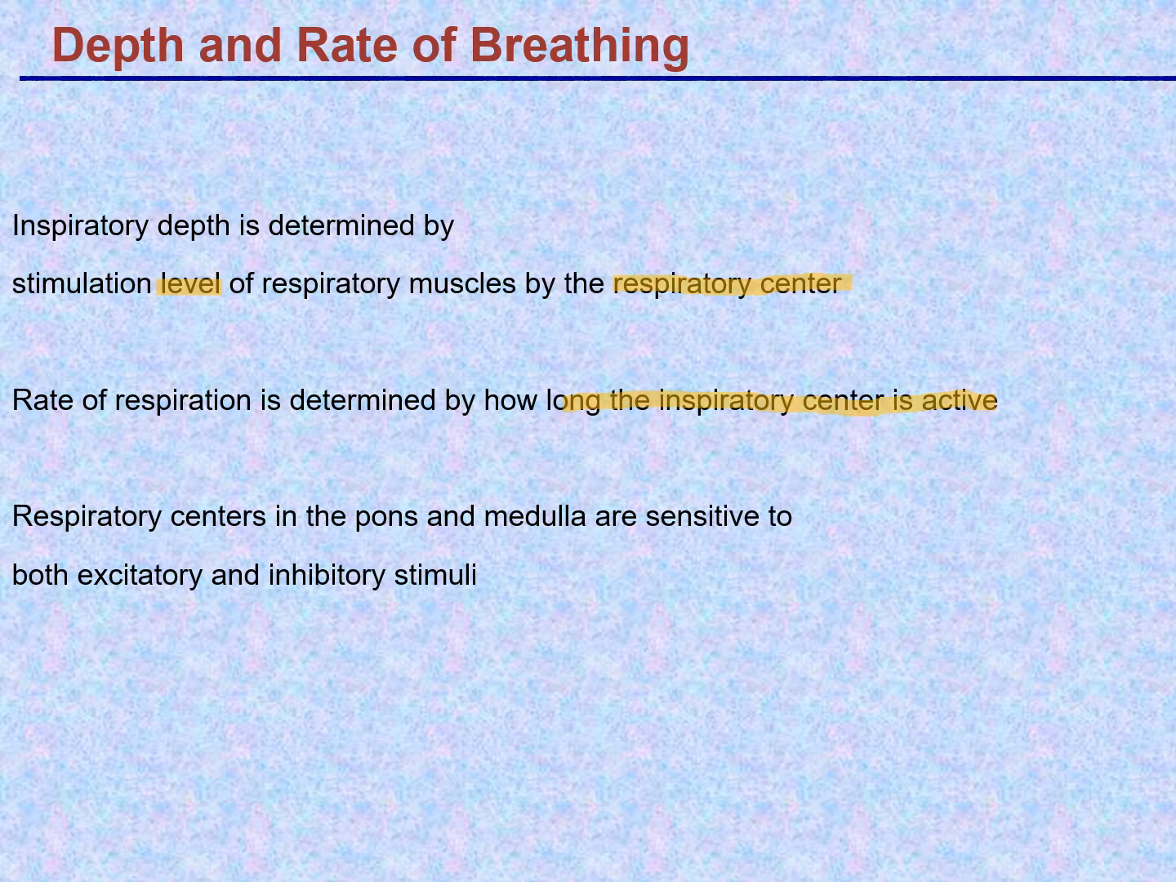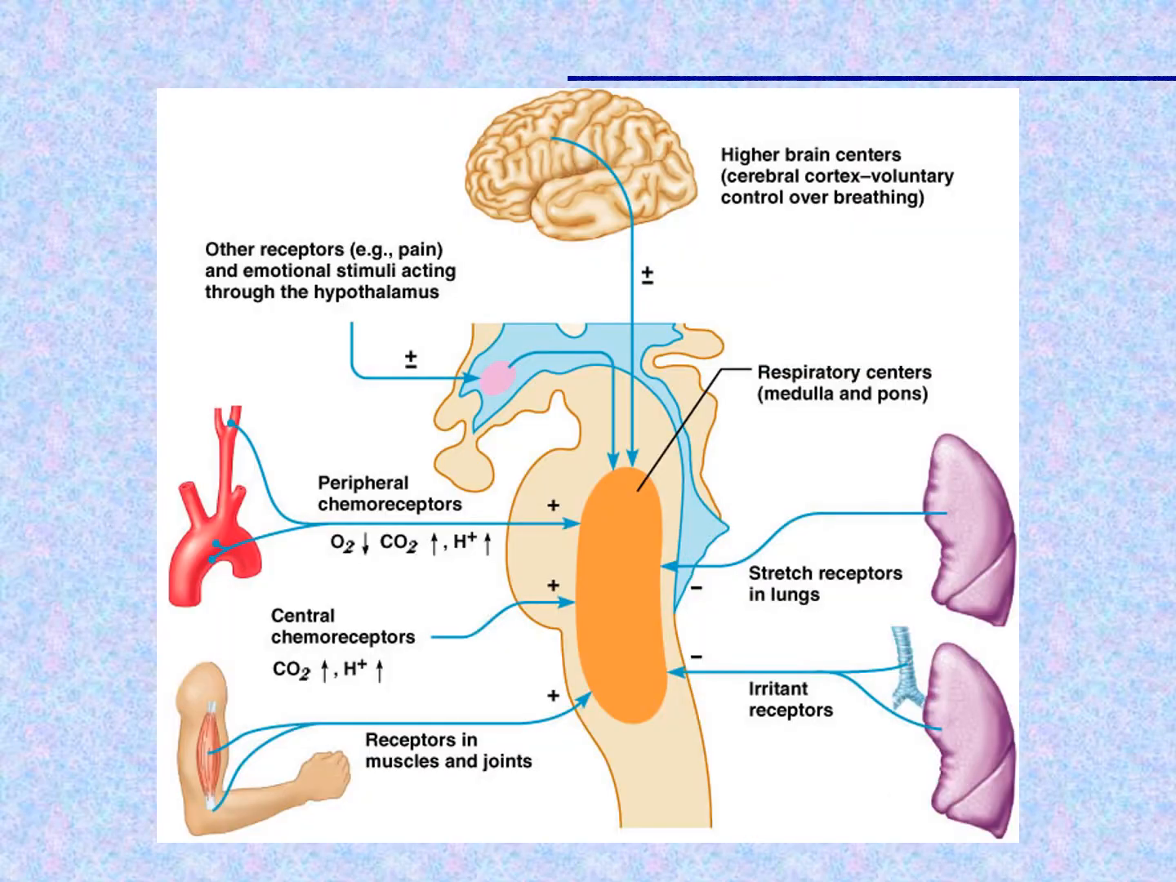Both respiratory centers in both the pons and the medulla, so the DRG and the VRG in the medulla and the PRG in the pons, are sensitive to not only excitatory stimuli but also inhibitory signals coming from the brain.